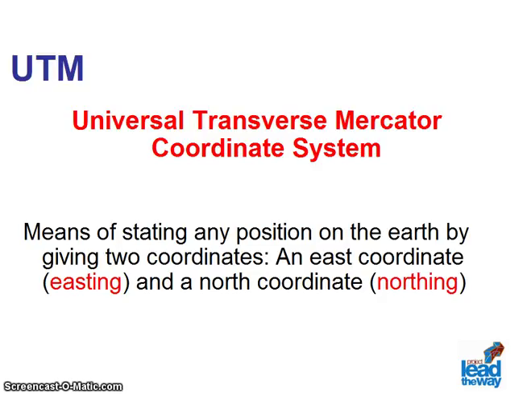The Universal Transverse Mercator Coordinate System came into existence after World War II, when all the nations in NATO agreed that a standard global coordinate system was needed. This system would allow any place on the Earth to be described using two coordinates, an east coordinate to be known as an easting, and a north coordinate, a northing, from an established origin.